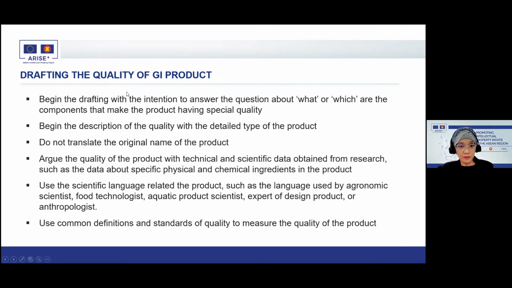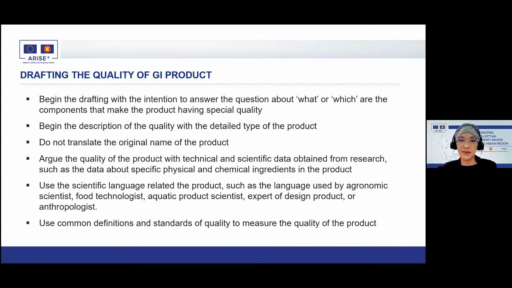Now, how to draft the quality of the GI products? Firstly, begin the drafting with the intention to answer the question about what or which are the components to make the product having special quality. Begin the description of the quality with the detailed type of the product. Do not translate the original name of the product.